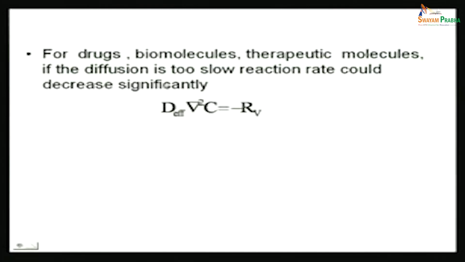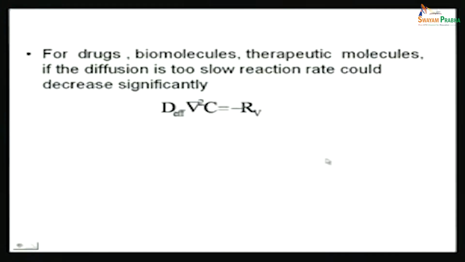So why D effective? Because this is not the real diffusion. The real diffusion occurs in the spaces between the pores. So this is the effective diffusion coefficient, because we have taken an average out of the whole thing. The diffusion coefficient is also an average between the diffusion coefficient through the solids and the spaces between the solids.